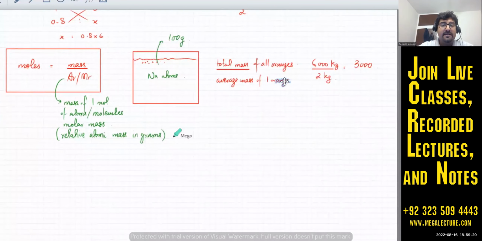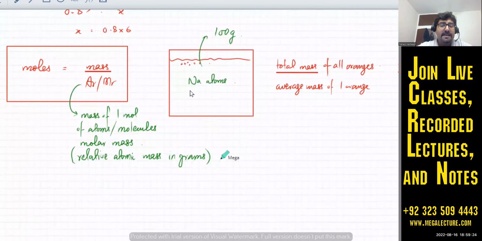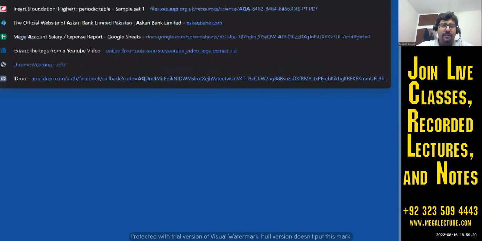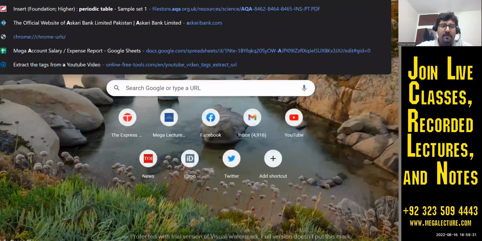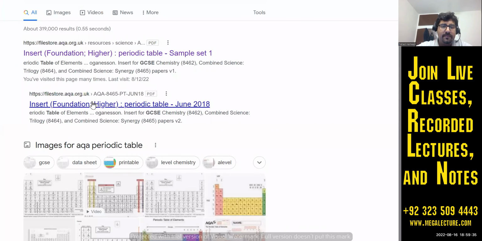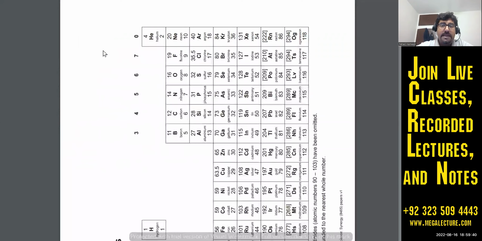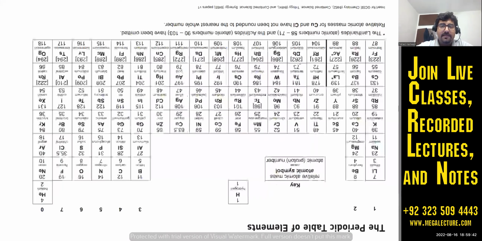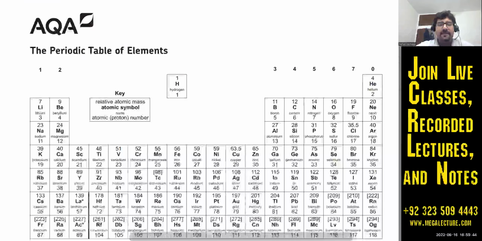So this is how you find the mass of sodium atoms. Like people know what the average mass of an orange is, scientists have actually measured the mass of sodium atoms. And for this, all you have to do is open a periodic table. So if I open the periodic table, let's open this one. In the periodic table, the bigger number, that's the atomic mass. It's given over here. The bottom one is the proton number. You've got a key over here as well.